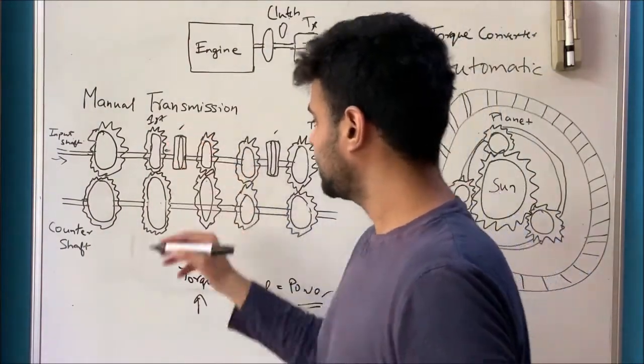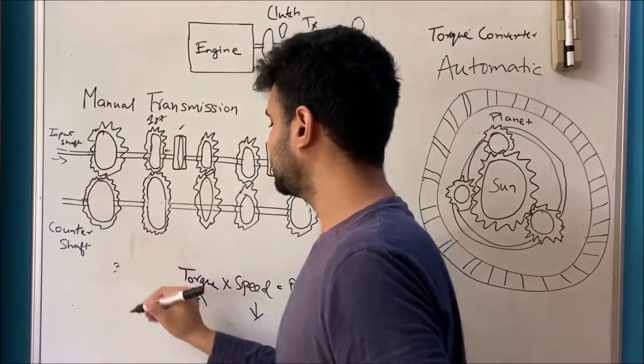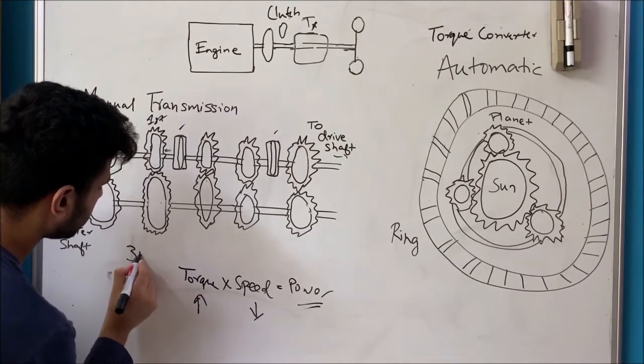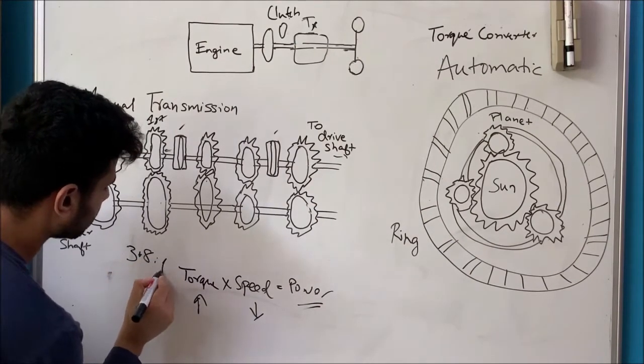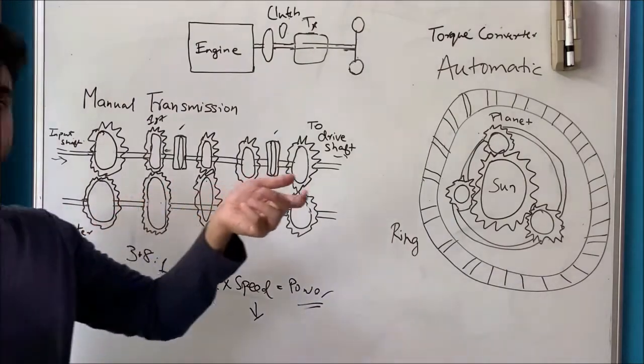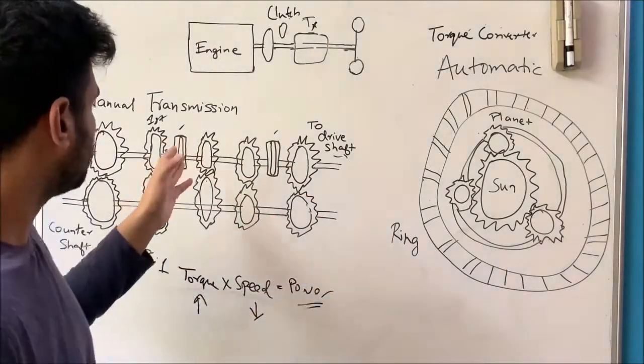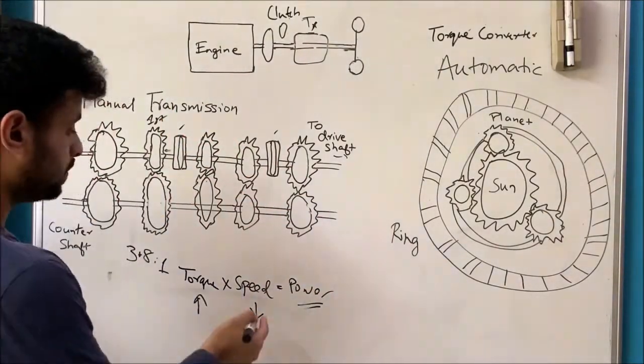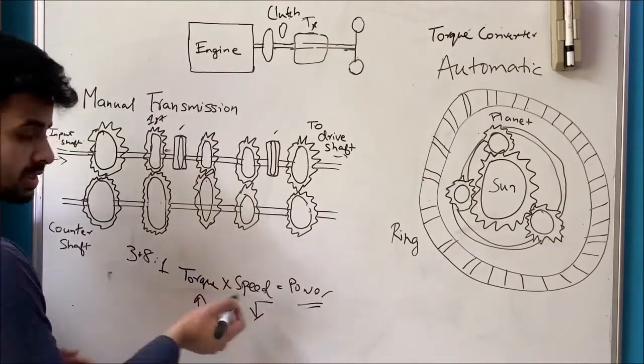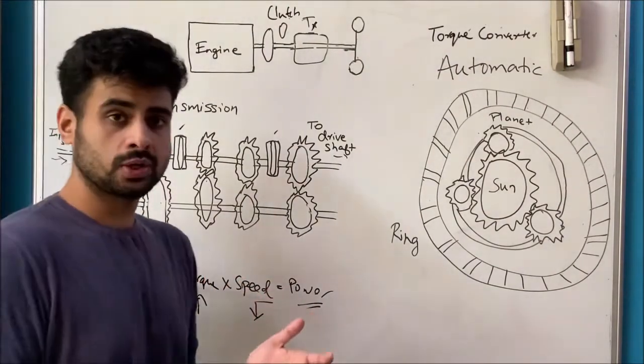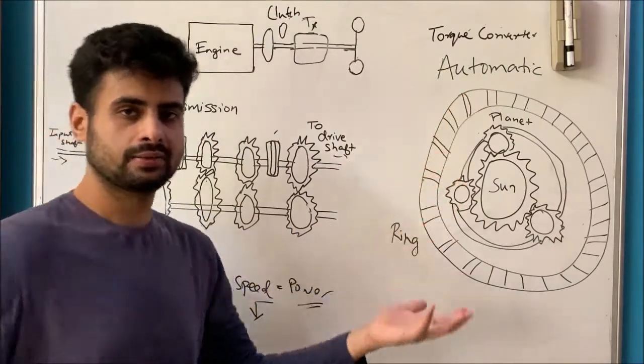So first gear, the gear ratio for first gear is 3.8 to 1. So the input has to turn over 3.8 times for the output to turn once. So the speed goes down and the torque is the highest. So first gear is where you get the most torque to get up a hill.